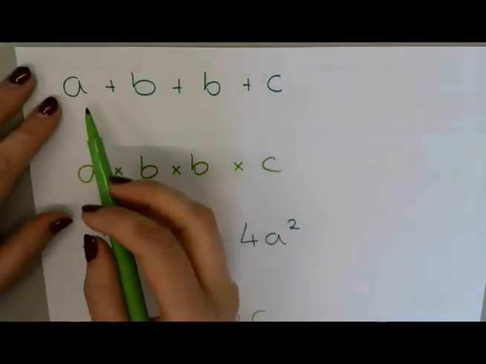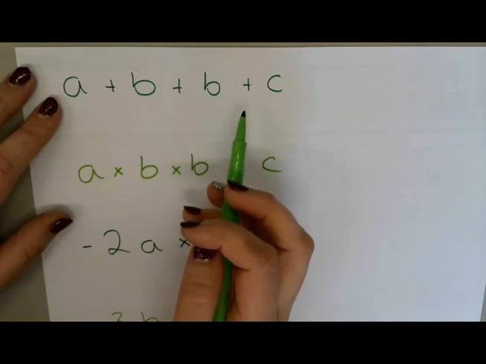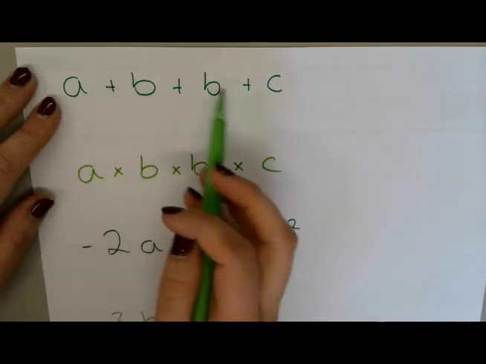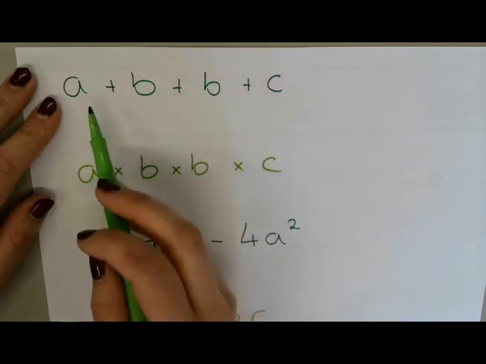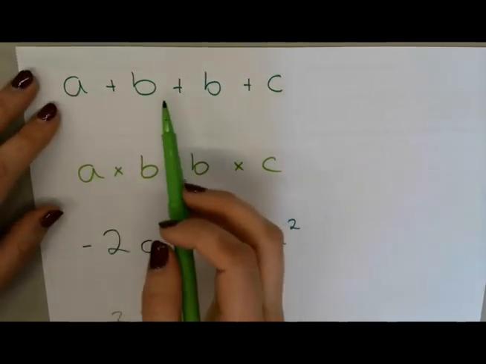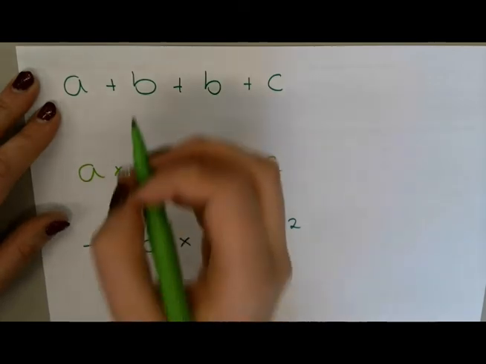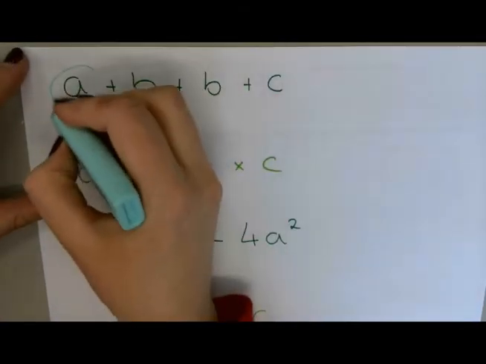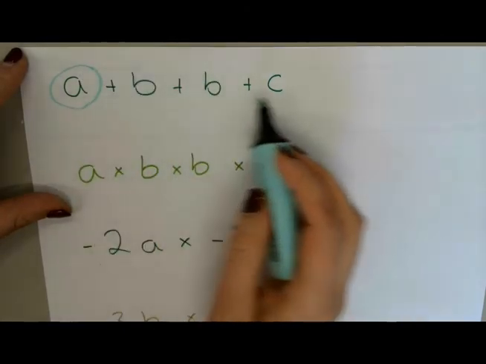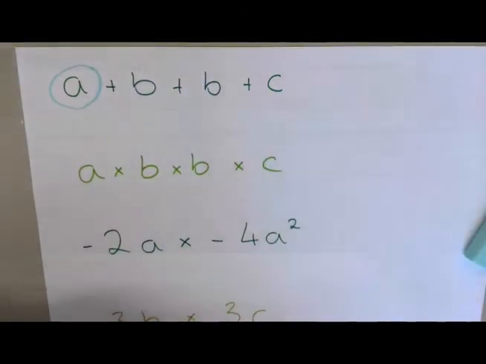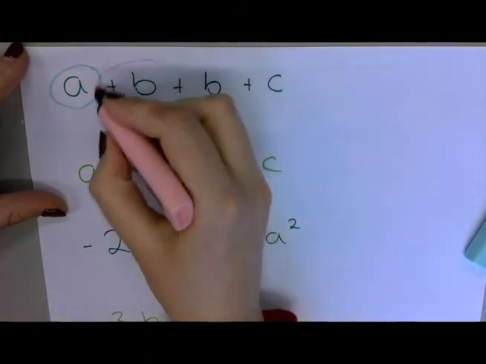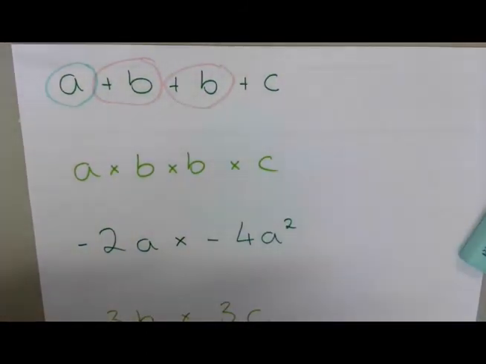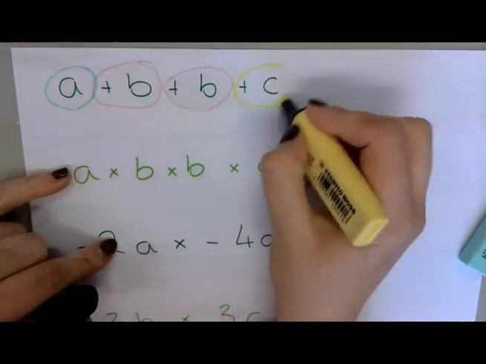Okay, we can only add like terms together. Multiplying, we can do all sorts of other fancy stuff. When we're adding and subtracting, we can only add and subtract together the like terms, okay? So in this case, use your highlighters or your different colour pens if you want. We've got A here, but there's no others. We've got a B here, and it's a plus and a plus B. And we've got C here, okay?